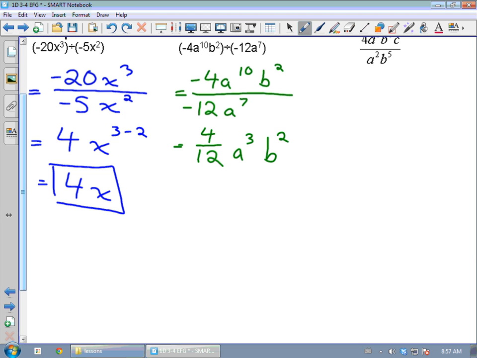Now, what can I do with this 4 over 12 here? I've got a fraction. Do I just leave it as 4 over 12? No, I do something to it first. I want to always express these fractions in lowest terms. So I think about, what can I divide into 4? What can I divide into 12 evenly? Liam? 1/3 is going to be my fraction. I can divide each of these by 4.